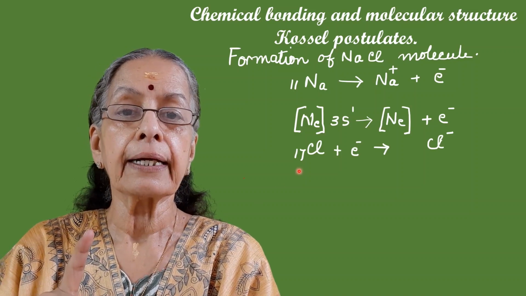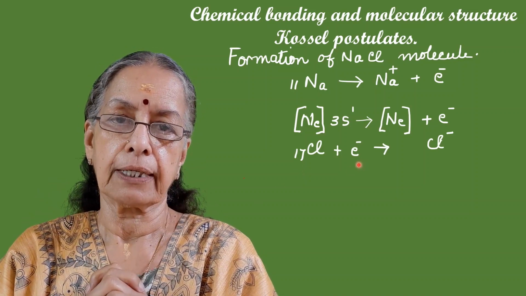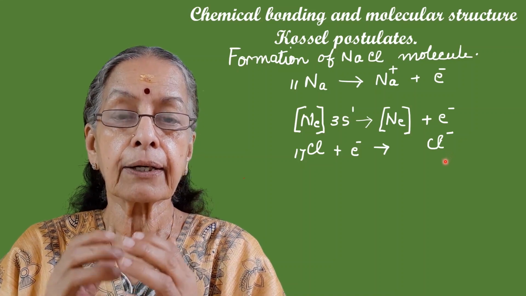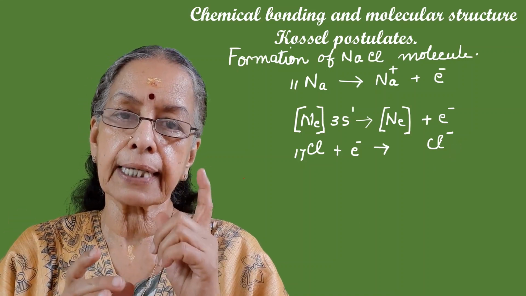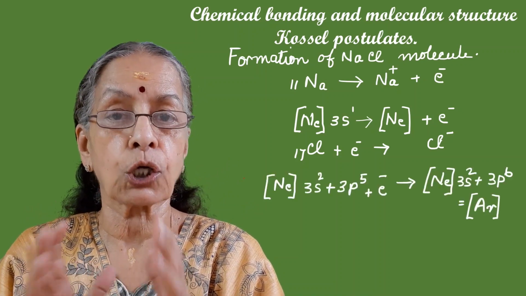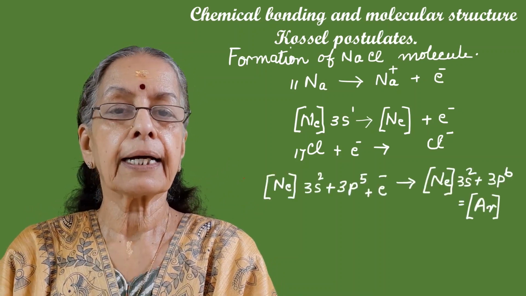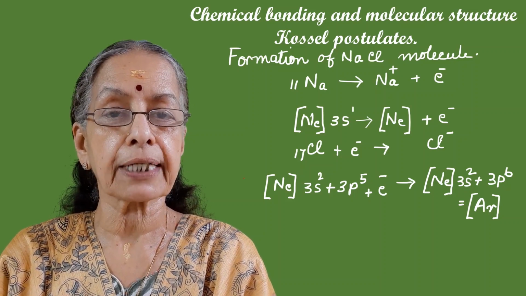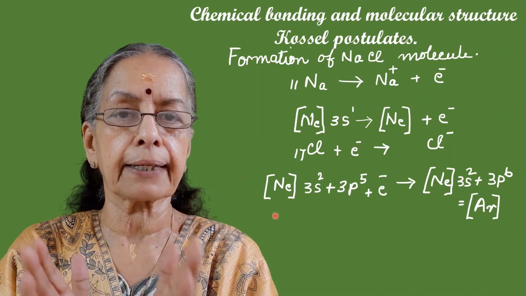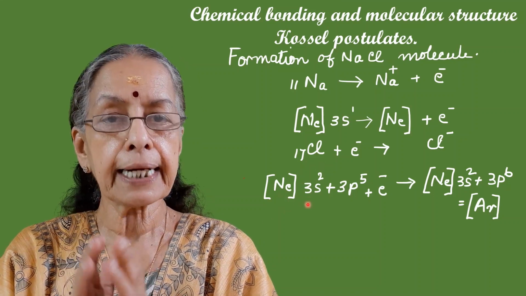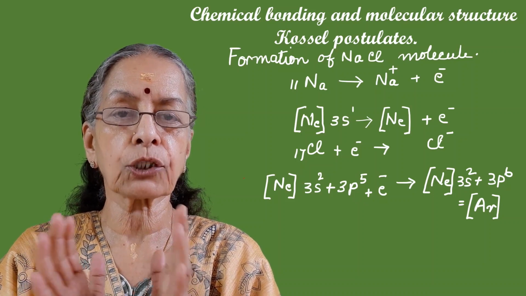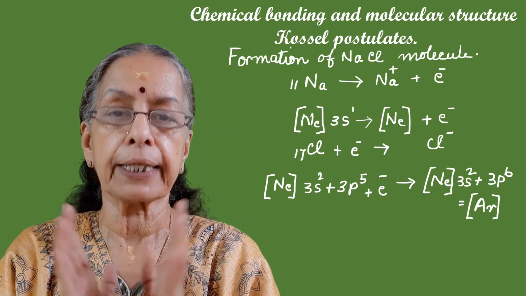Similarly, chlorine's atomic number is 17. It gains 1 electron and becomes a chloride ion. That is, it attains 1 negative charge. How can we represent its electron configuration? The electron configuration can be written as neon, which accounts for 10 electrons, then the remaining 7 electrons: 3s2, 3p5. That is the electronic configuration of chlorine.